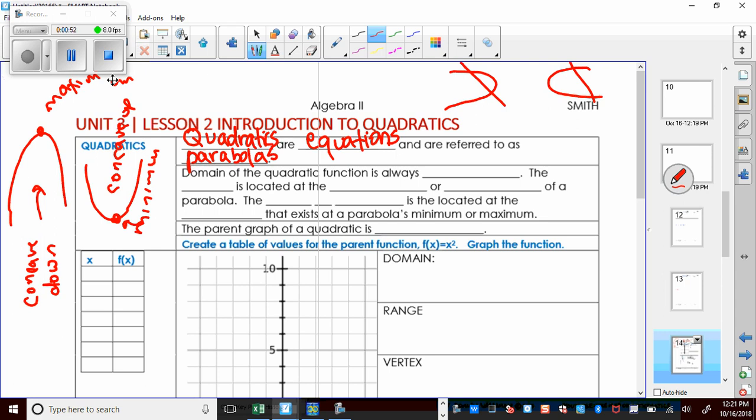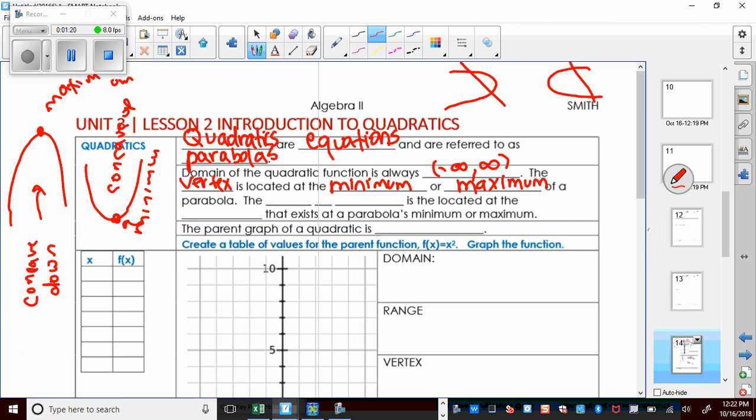Now, the domain of a quadratic function is always negative infinity to positive infinity. The vertex is an ordered pair. It is located at the minimum or the maximum of a parabola.